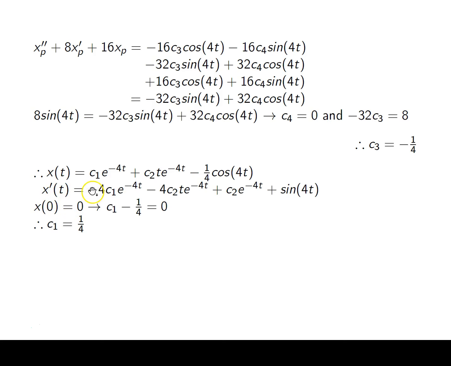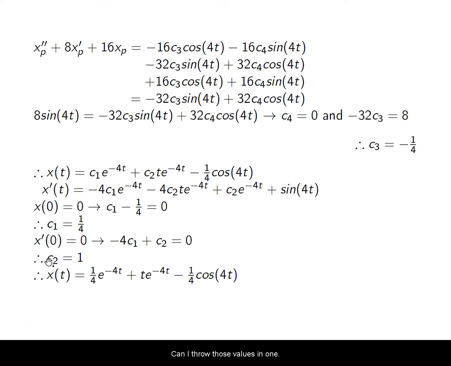So if I plug in 0 here to this long thing, this goes away, this turns into C2, this goes away, and this is negative 4 C1. So I got negative 4 C1 plus C2 is 0. I already know what C1 is. This is 1/4, so this is a negative 1. So C2 is 1. I throw those values, C1 and C2, in, and this is my solution.